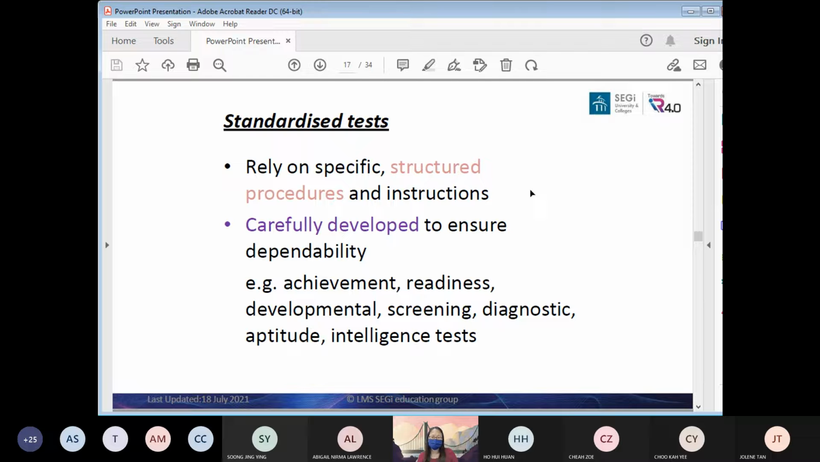Carefully developed to ensure dependability. And then achievement, readiness. So it's developed to check how much you have absorbed from the lesson, to check your standard of achievement in that lesson, in that course, for example.